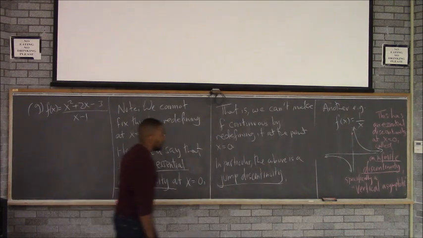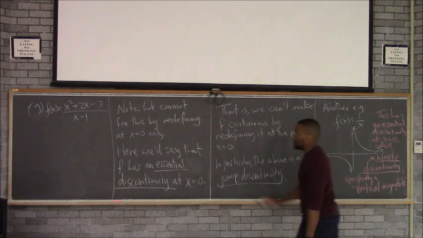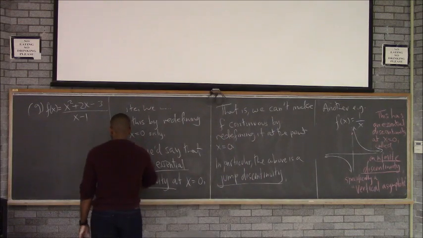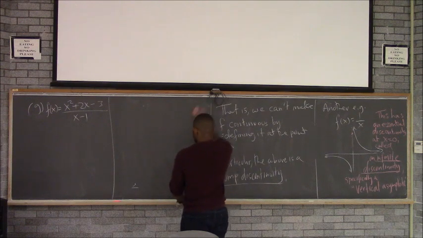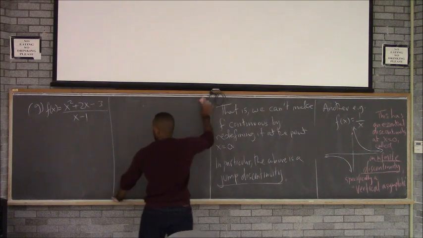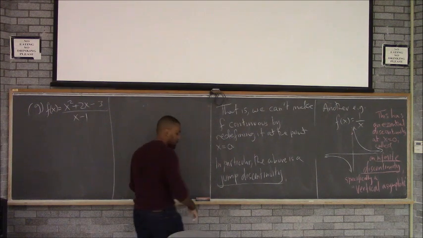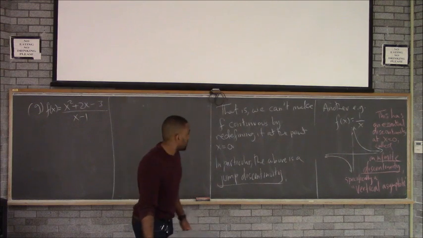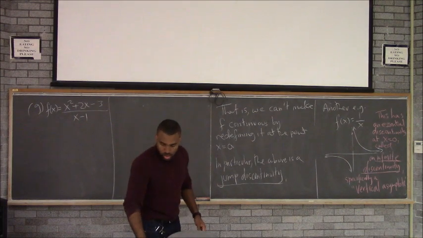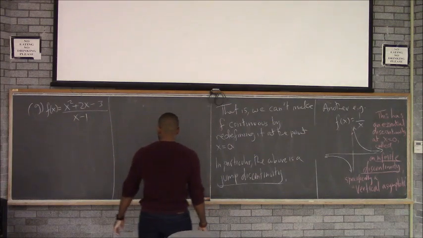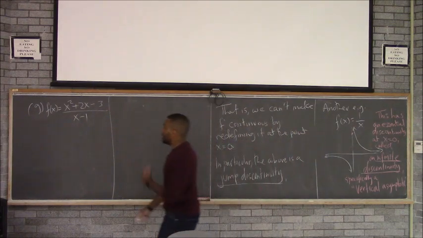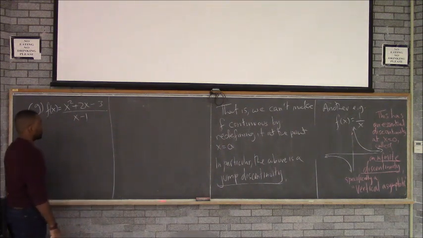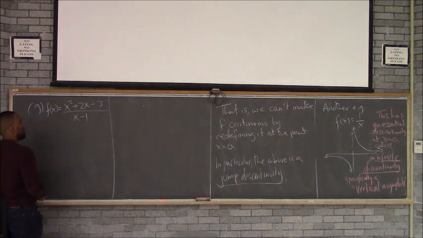Let's look at this one. Can this one be fixed where it is discontinuous? There should be one obvious point where it is discontinuous, and that's where the division by 0 would happen. So let's do our usual check.